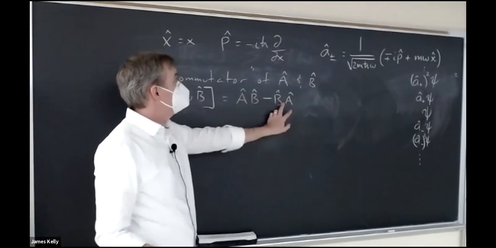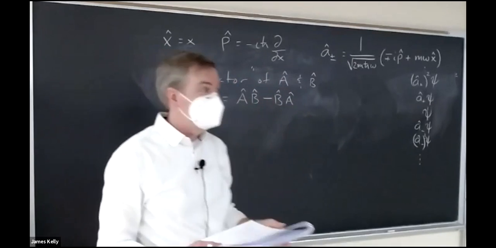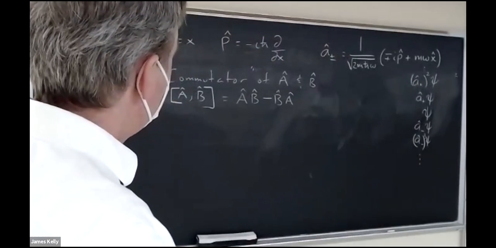If the two operators commute, if I can switch their order willy-nilly, then the right-hand side would be 0. So the commutator is 0. It's a 0 operator. It just multiplies by 0 if the operators commute.